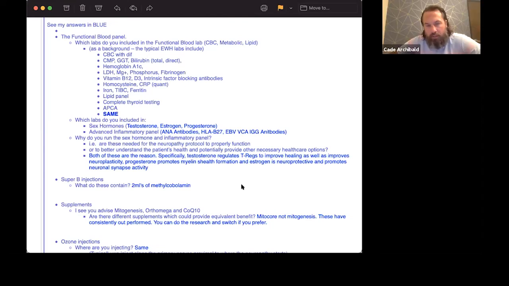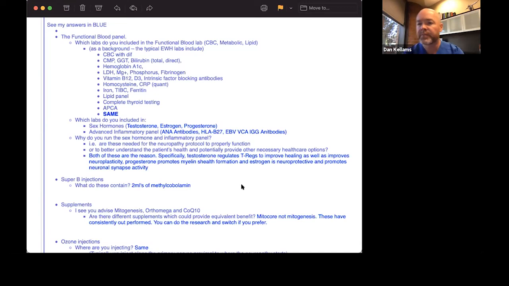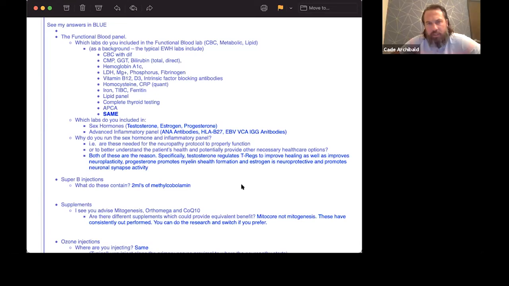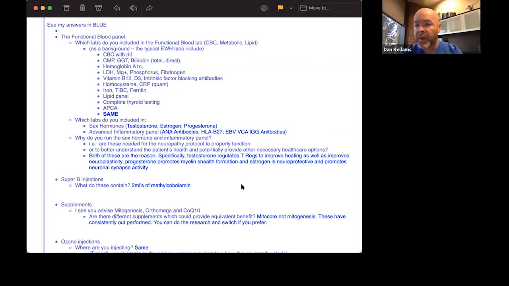Are you injecting those just intramuscular, or are you injecting them around the nerves? No, just intramuscular. Have you ever done the vitamin injections around the peripheral nerves? Yeah, the Prolo, or the perineural solution, which is a B12 and a D5W, which is a type of saline.